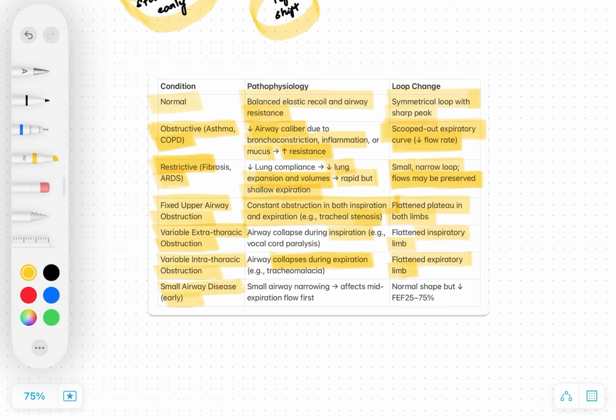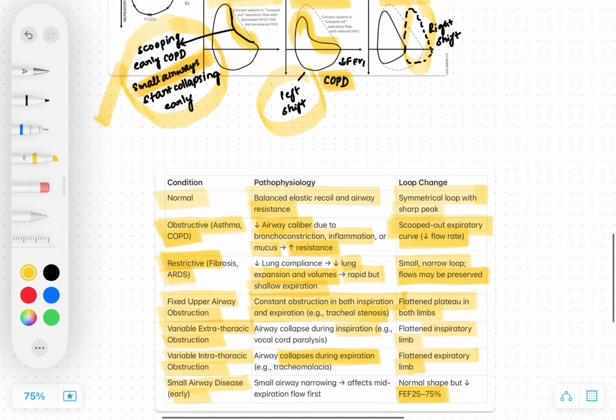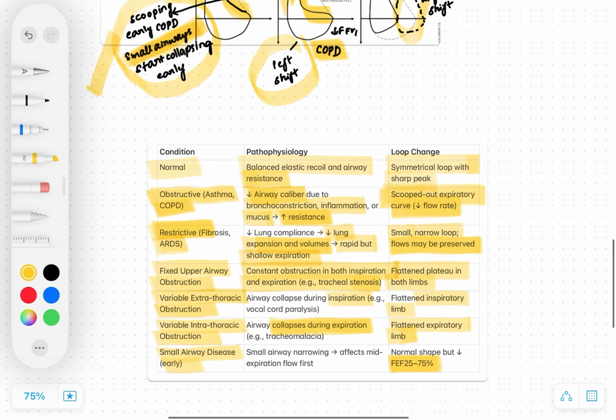In small airway diseases like early COPD, the FEF 25% to 75% flow rate will be decreased. So we'll see a scooped out curve like this in this phenomenon. We can remember an easy mnemonic: in extrathoracic, the inspiratory limb will be flattened, and in intrathoracic, the expiratory limb will be flattened.